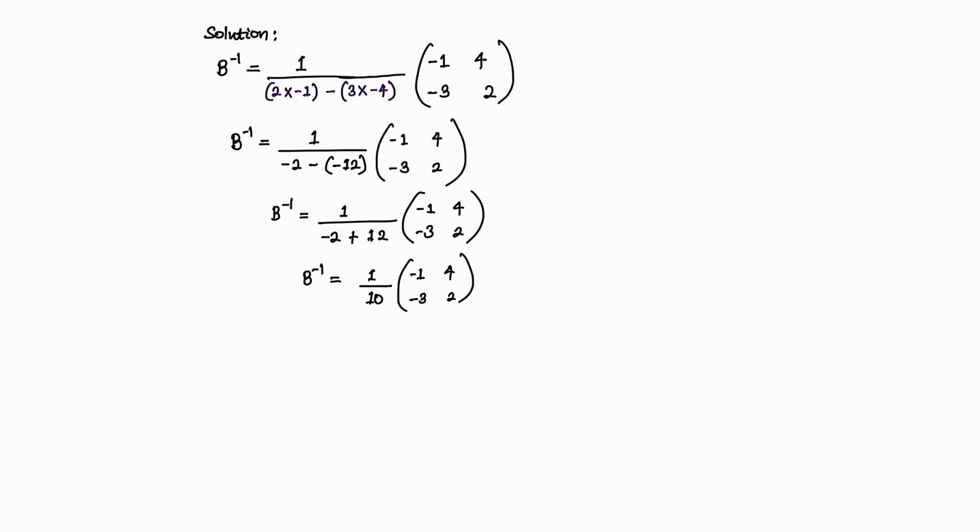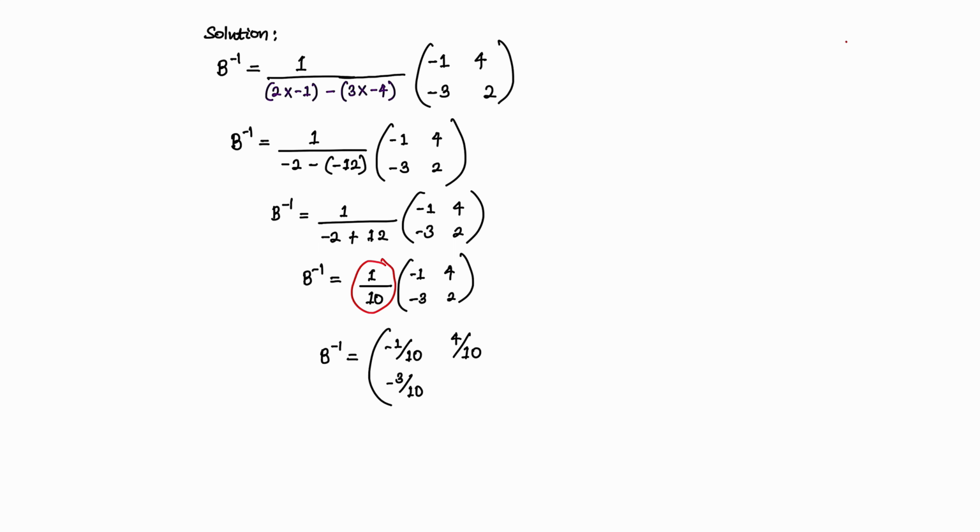Upon getting here, the next thing we have to do is scalar multiplication. So we take 1 over 10, we multiply it with each element that we have. So B inverse equals 1 over 10 multiplied by -1 will give us -1 over 10. Minus 1 over 10. Next, we take this 1 over 10 again. We multiply it with 4. That will give us 4 divided by 10. Next, so 1 over 10 multiplied by -3. That will give us -3 over 10.